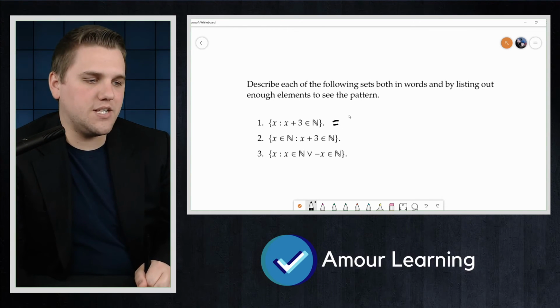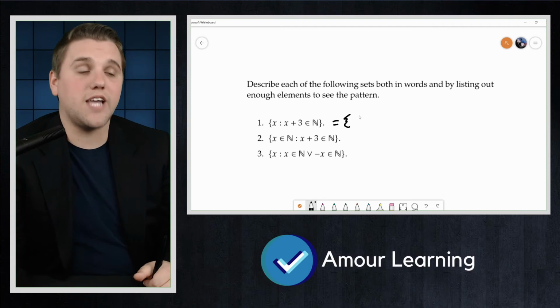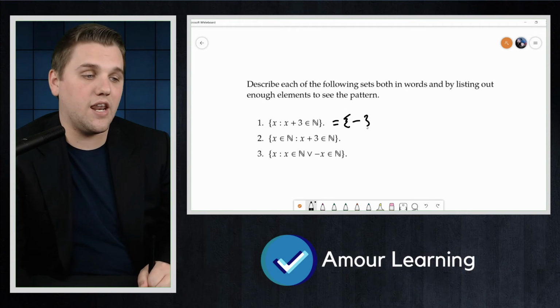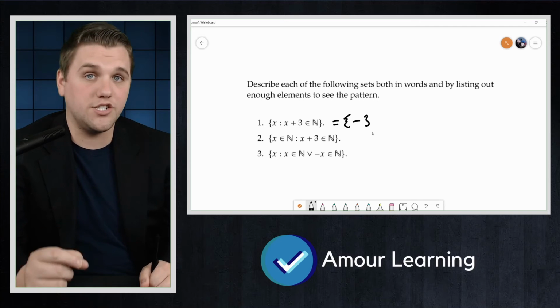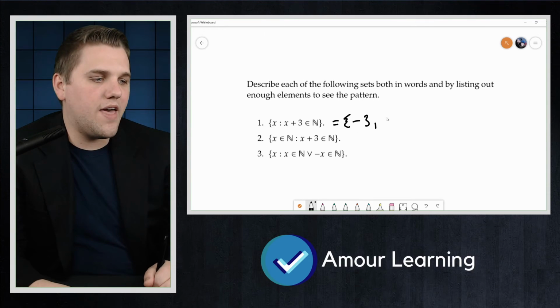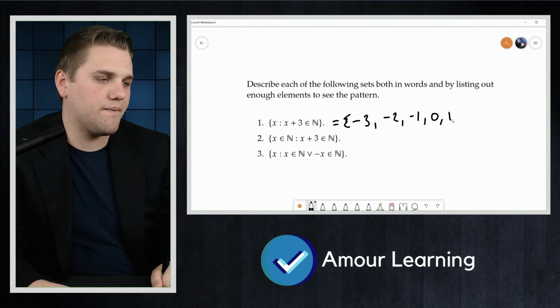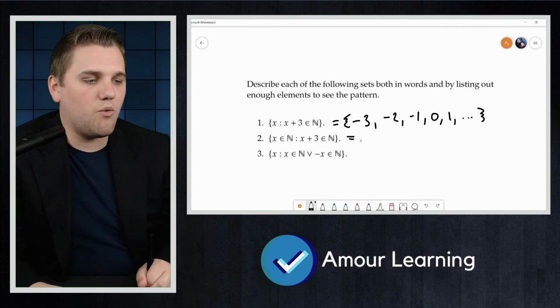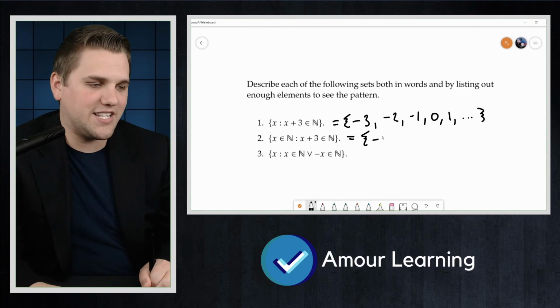So let's list off some of these elements. Here, the smallest element that we can have in the set is -3, because -3 plus 3 is 0, which is a natural number. That satisfies that condition. And then we want all the integers above that number, -3. Now, for the second one, this is actually the same exact set.